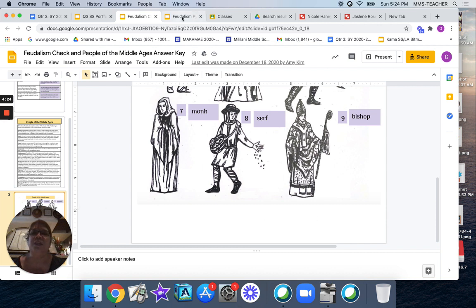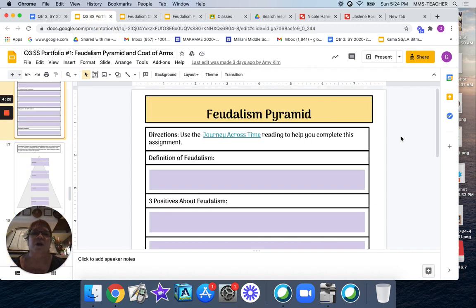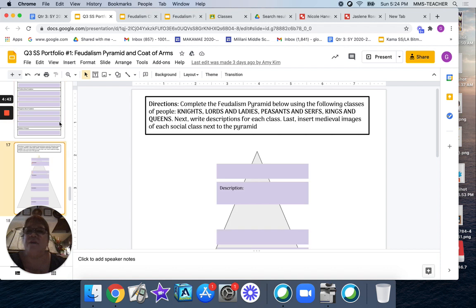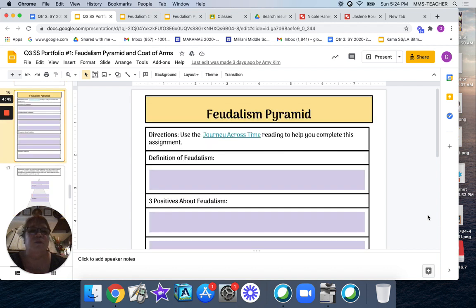Now, for today's assignment, you are going to be working on the feudalism pyramid. Now, this assignment is on slide 16, and then you're going to do slide 17. So you have 2 slides to complete for your assignment for today, and finish it for homework if you don't finish it in class. So what does this entail?